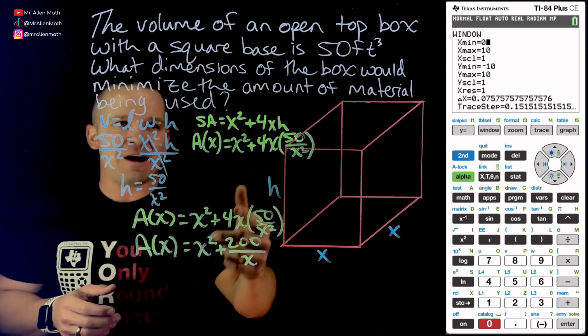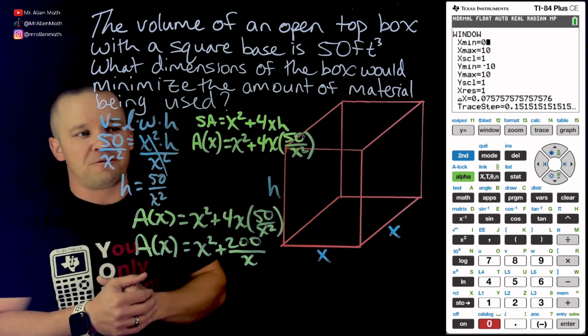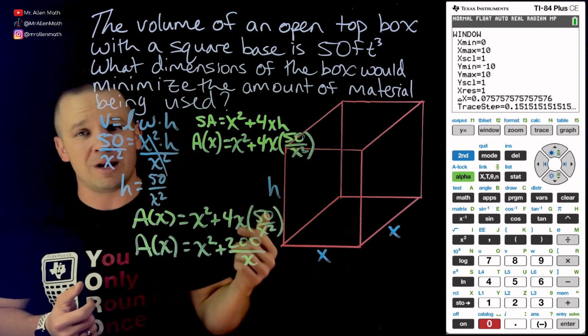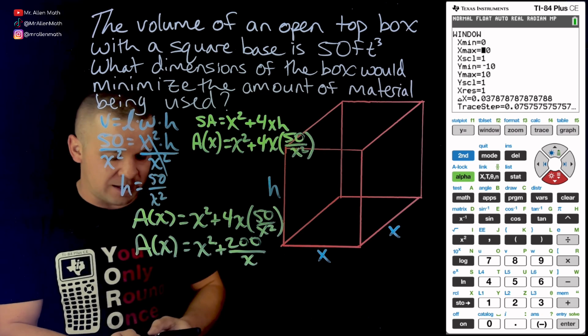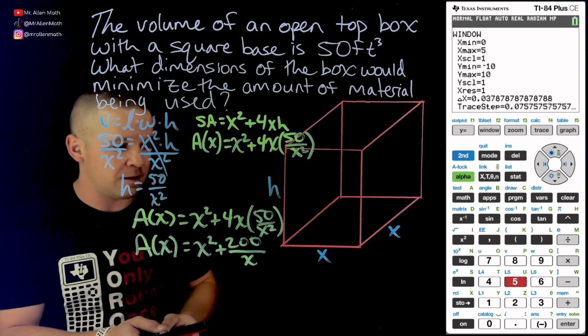All right. Anywho, 5 by 5 by 5 would already be bigger than the 50 cubic feet. What if it was like 3 by 3 by 3? That's 27. So maybe somewhere in there. How about I go to an X max of 5 and see what happens?